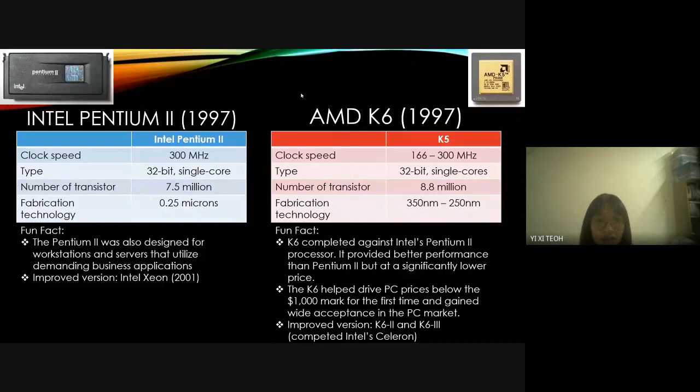This is another example. This K6 competes against the Intel Pentium 2. The Intel Pentium 2 is designed for workstations and servers, and the improved version is the Xeon. And this K6 helped AMD gain its acceptance in the PC market, and it has some improved versions, which are the K6-2 and K6-3.